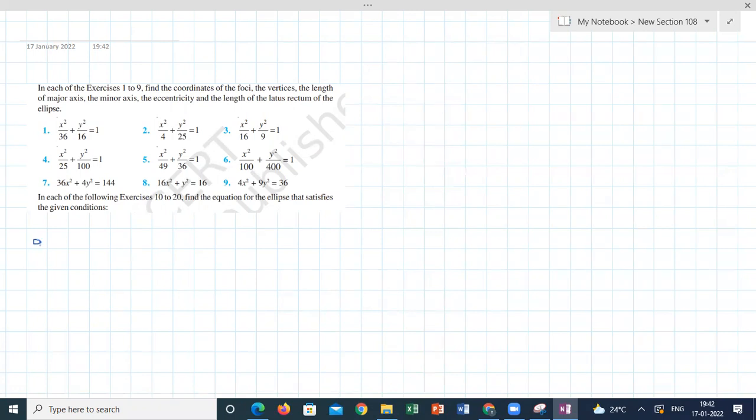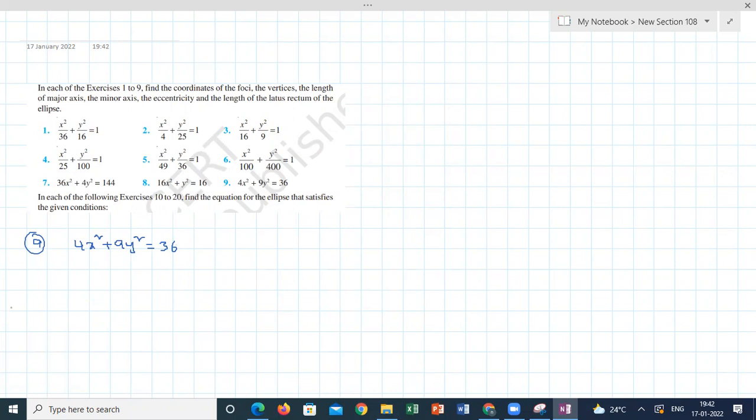First, let me know the standard form of the ellipse equation, how it looks. Orally you can say which is the major axis and which is the minor axis. Sir, x-axis is the major axis. What is the standard form of the ellipse equation here?